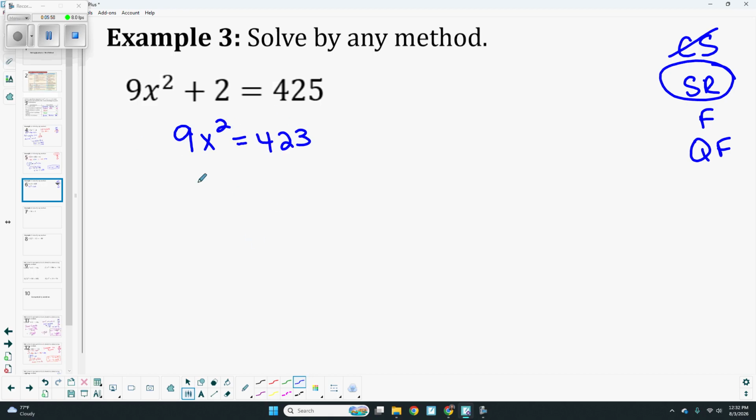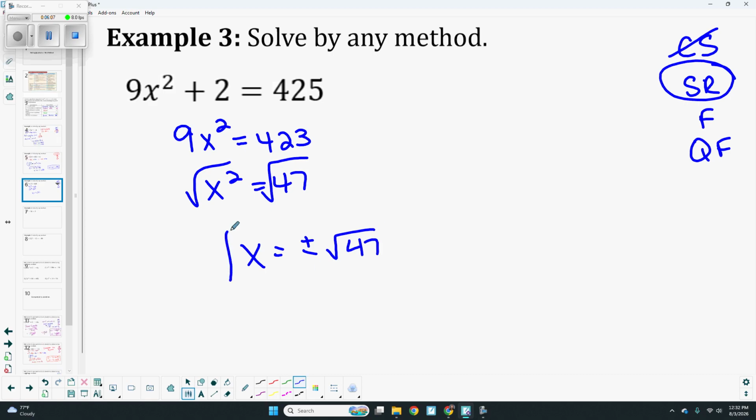I'm going to divide both sides by 9. And then I'm going to take the square root. So x would equal plus or minus square root of 47. That one doesn't go any further either.